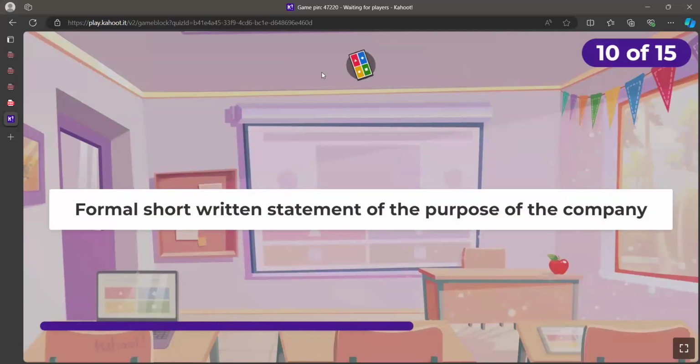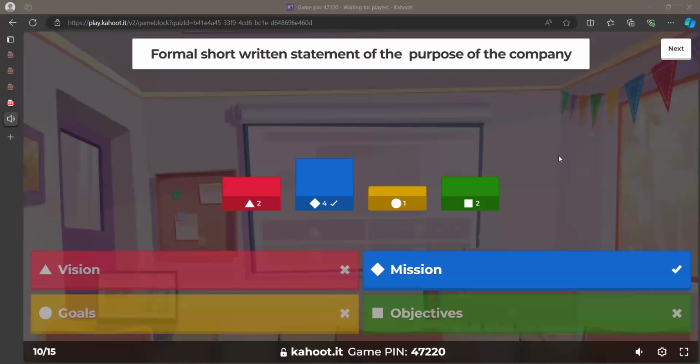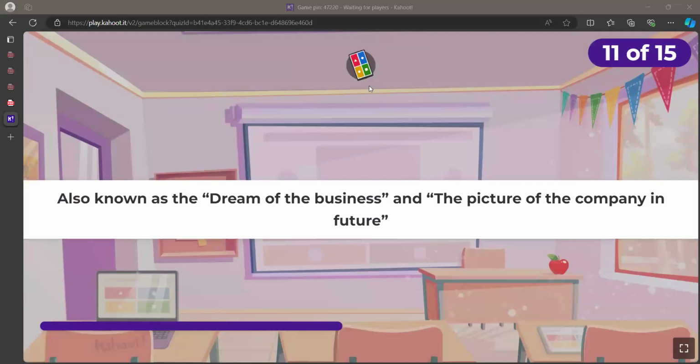Formal short written statement which explains the purpose of the company. Which one? Okay, okay. You still have a chance. All right. Next one. That's mission. Correct. Okay, good. Next. I'm not going to show who is in the top now. I'm quickly going to move.